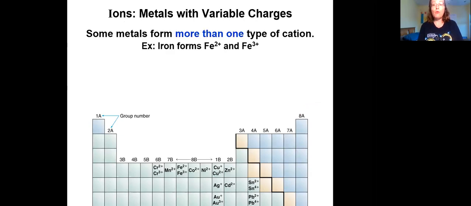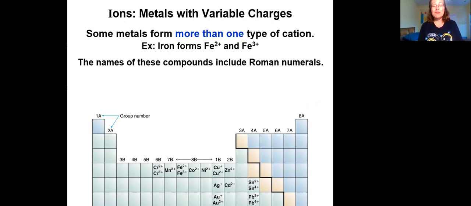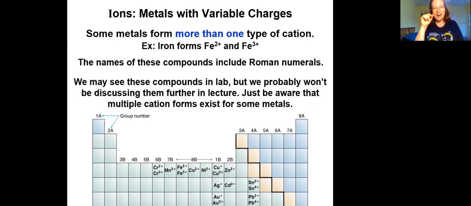Some metals form more than one type of cation. For example, iron can make iron +2 or iron +3. The names of those compounds that include metals that can make different size charges include Roman numerals. So that's like the I, the IV, the VII. We may see these compounds in lab, and you may come across them in the textbook, but I tried to make it so none of the assignments will have that. We're probably not going to discuss them further in lecture.